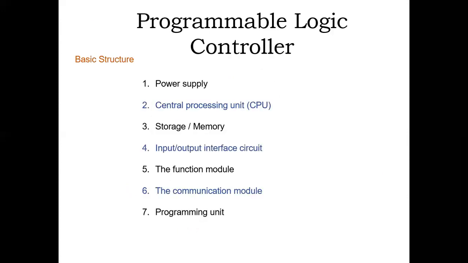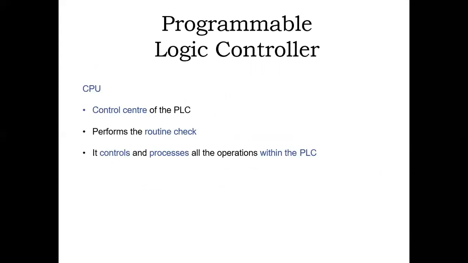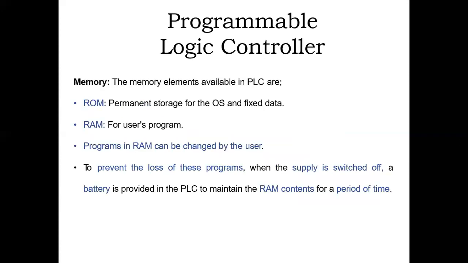So these are the basic requirements for a PLC. We already discussed them: the power supply, CPU, storage or memory, and the input/output interface circuit, the function module, the communication module, and the program unit. The CPU is the control center of the PLC and performs the routine check. It controls and processes all the operations within the PLC.